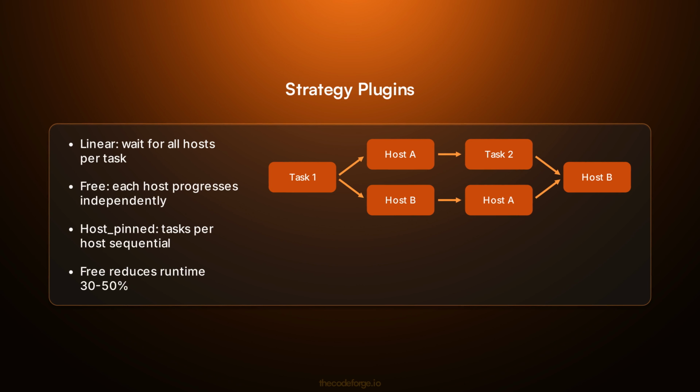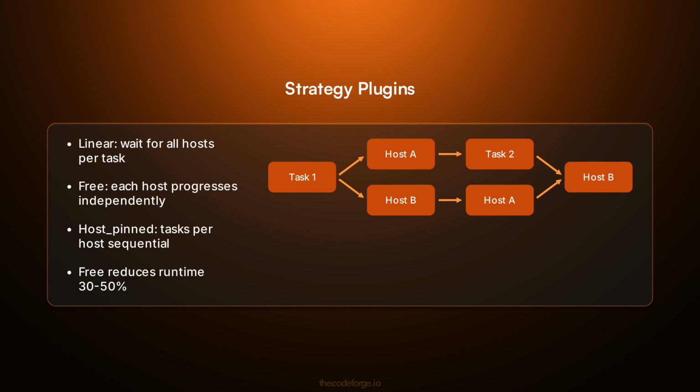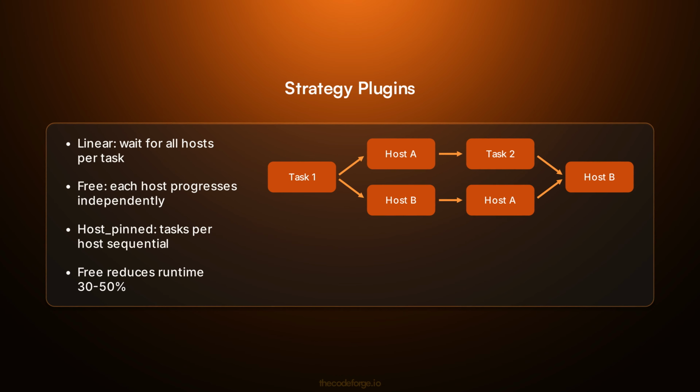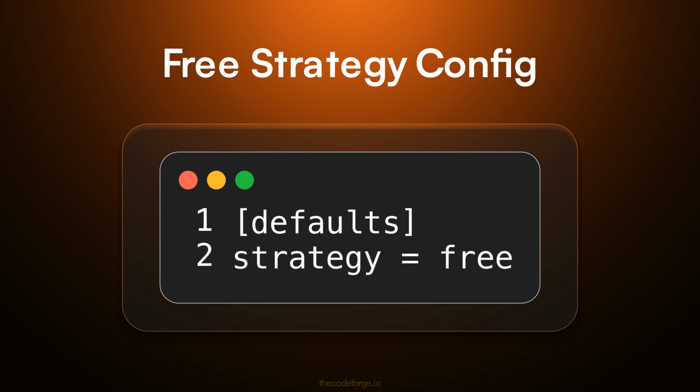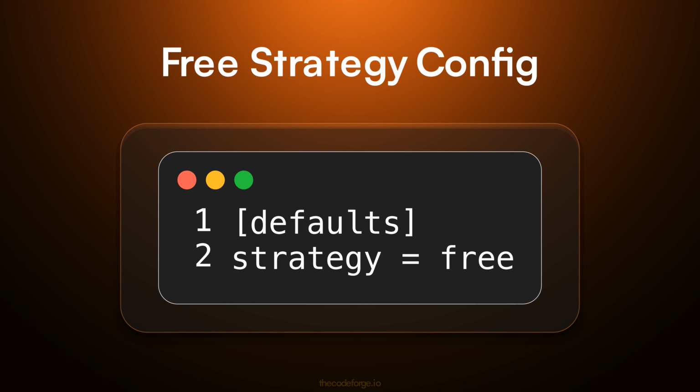Strategy plugins determine task execution order. Linear is default but slow. Free lets fast hosts move ahead, reducing total time. Host pinned keeps tasks on the same host consecutive. Use free for independent hosts. Set strategy to free in ansible.cfg. You can also set it per playbook with strategy: free. Ensure tasks are idempotent to avoid race conditions.